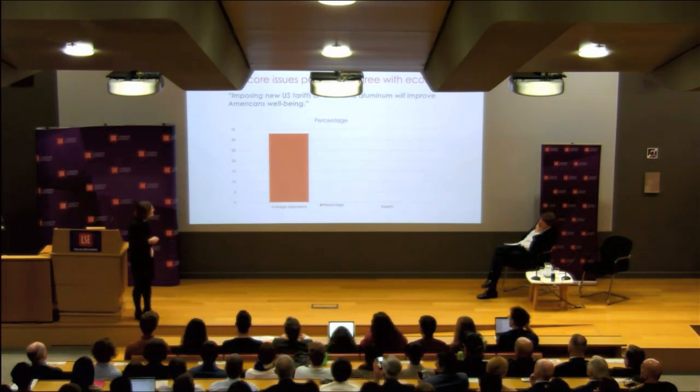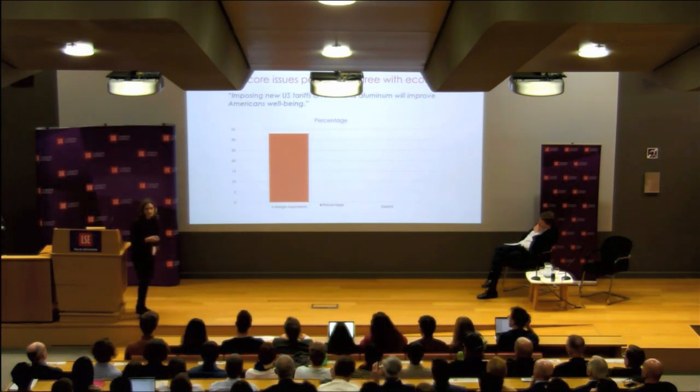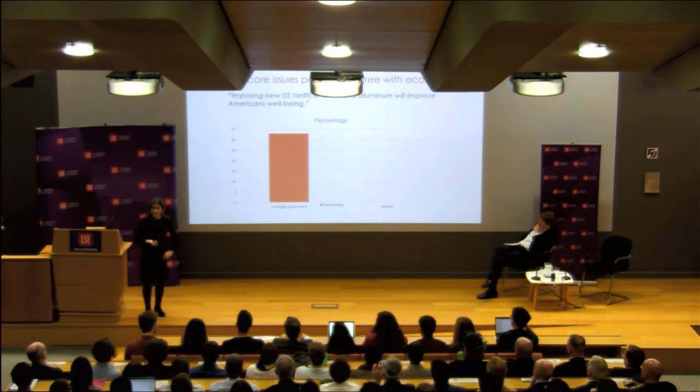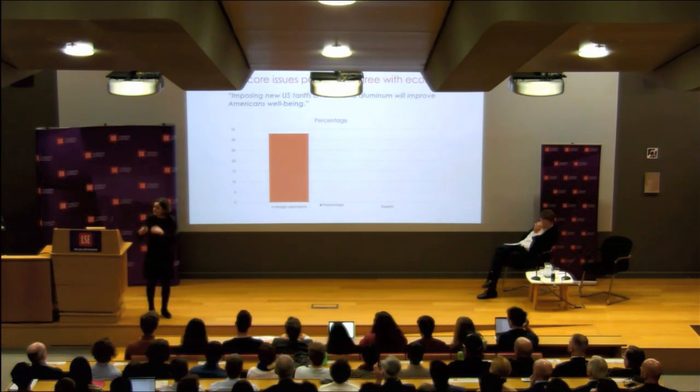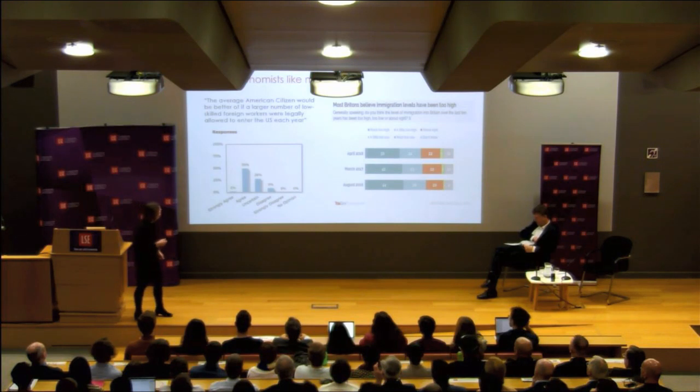But when you ask our respondents, 32% of people think that it would improve average US well-being. So that's one example. So not only do they not trust us, but they kind of follow through with that mistrust by not sharing opinions. Here another one, migration.